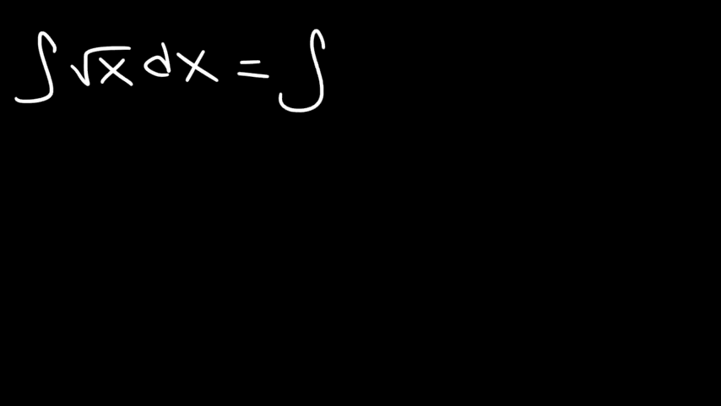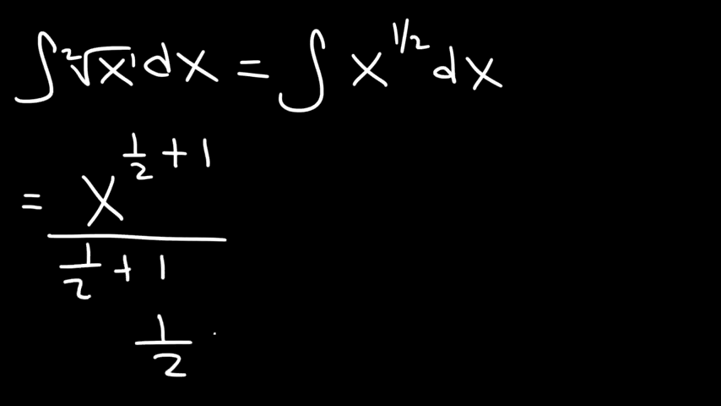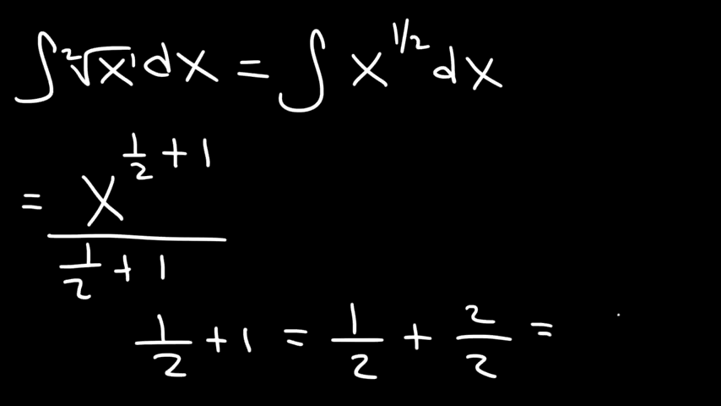Now the first thing you need to do is you need to rewrite the expression. This is x to the first power, and the index number is a 2 if it's not present. So this is the same as x to the 1/2 as a rational exponent. And now let's use the power rule. So let's add 1 to the exponent and then divide by that result. So 1/2 plus 1 is the same as 1/2 plus 2 divided by 2, because 2 divided by 2 is still 1, and 1 plus 2 is 3. So 1/2 plus 1 is 3 over 2.